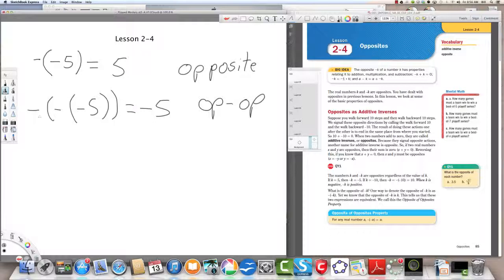You'll notice that here there are three negative signs. A negative times a negative is a positive. Negative times a positive is a negative. So that's our opposite of opposites property. It's important to remember when you see it that we can get back to where we started from.